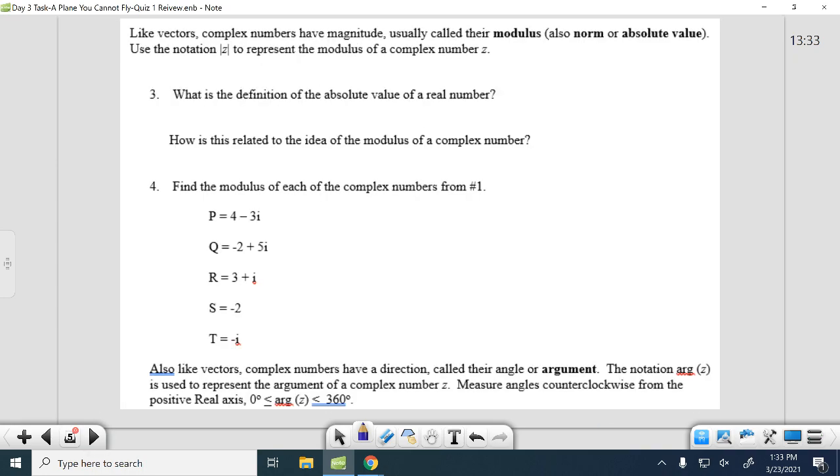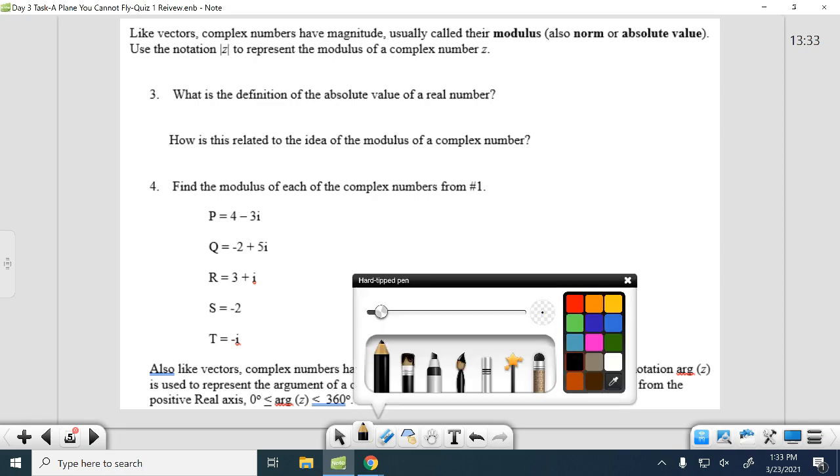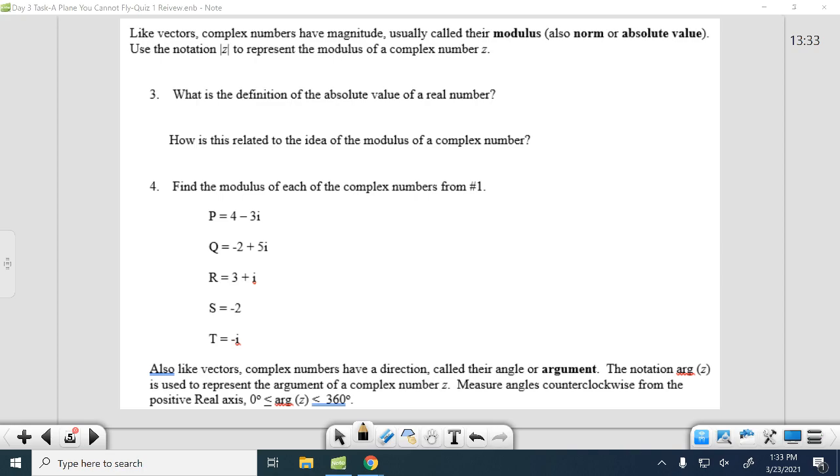You will have to do that on a quiz, so just be mindful. So we're using the notation, the absolute value of z, to represent the modulus. And remember, the modulus is the same thing as your distance, from 0, or you could think about it from the origin. All right, how is this related to the idea of the modulus of a complex number? So absolute values are distance from 0.